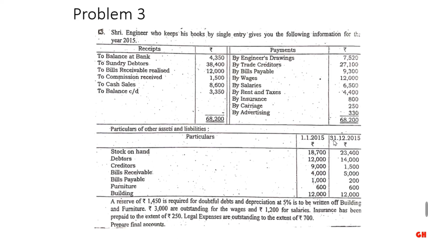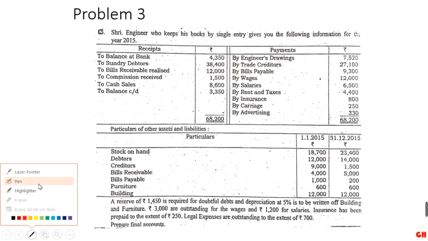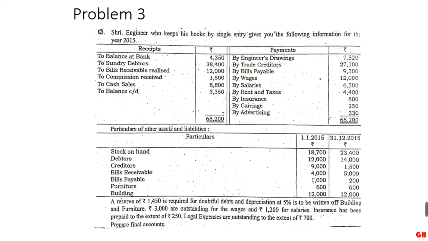I will be solving problem number 3 of single entry, in which Sri Engineering is maintaining his books as per single entry and he is not maintaining his profit and loss account or balance sheet. Here in this problem, his receipt and payment and all the asset and liabilities information are given. So from this information, you have to prepare trading, profit and loss account and balance sheet.